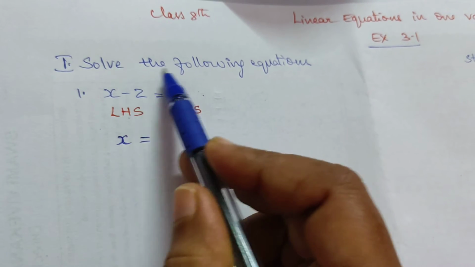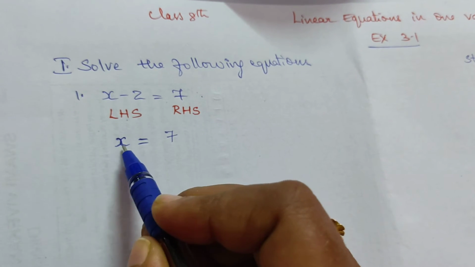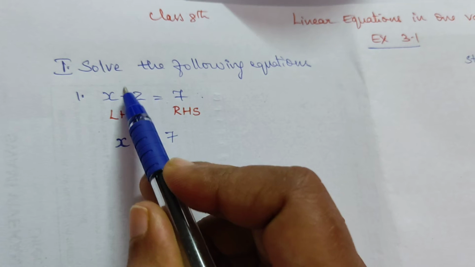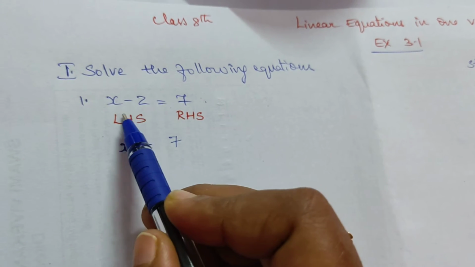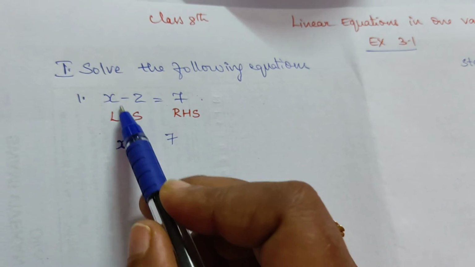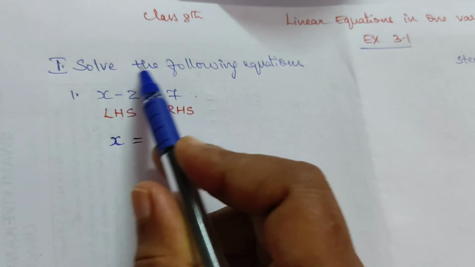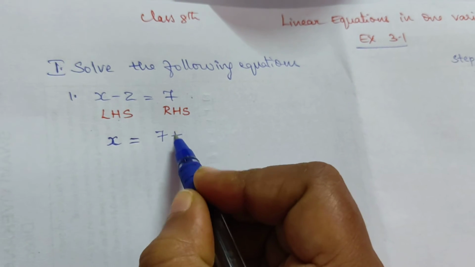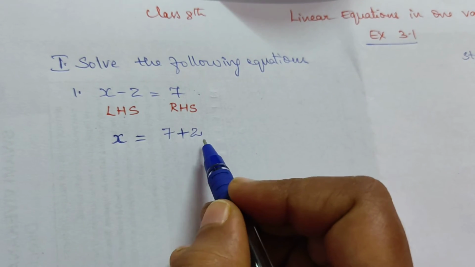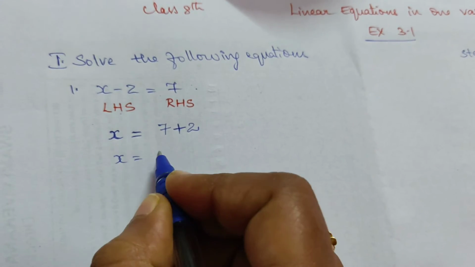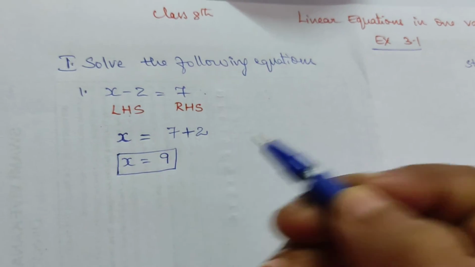So when I shift minus 2 to the other side, 7 will remain in its place. X also is in its place. Whenever a number is shifted from one side to the other side, its sign changes. If it is minus 2, when it comes here, it becomes plus 2. So what is 7 plus 2? We know 7 plus 2 is 9. So the answer here is 9. We have solved the equation and we have got x is equal to 9.